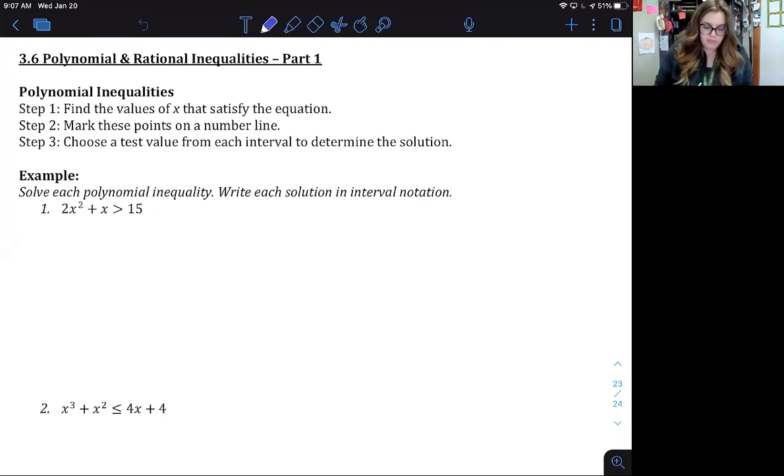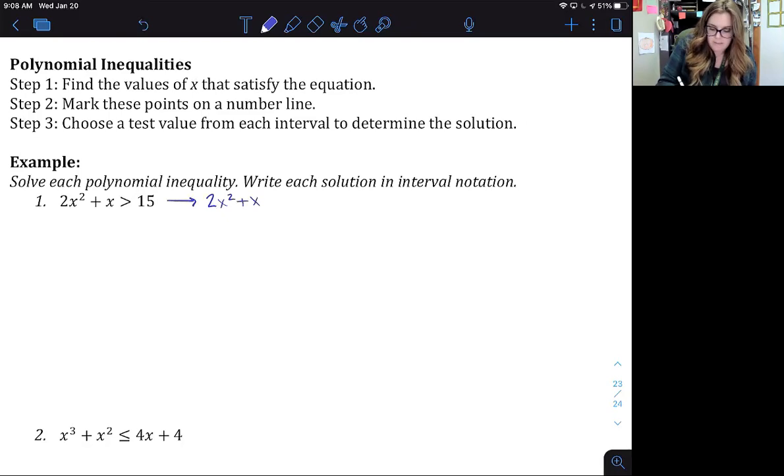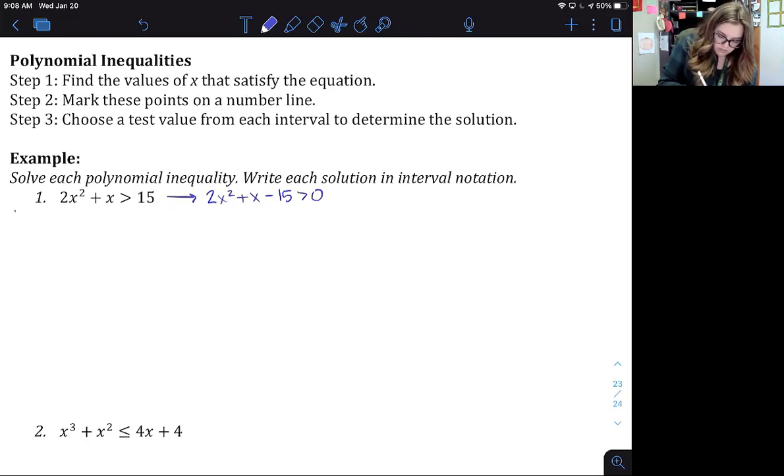So if we look at this first example, solve each polynomial inequality, write each solution in interval notation. 2x squared plus x is greater than 15. I'm going to rewrite this so that it becomes an inequality with 0. So 2x squared plus x minus 15 is greater than 0. So it means we're looking for whenever this polynomial function is positive, so above the x-axis. And so what we want to figure out is where are those x-intercepts? Where is it changing from the positive side of the graph to the negative side of the graph, and so forth. So first thing we're going to do is solve for x.